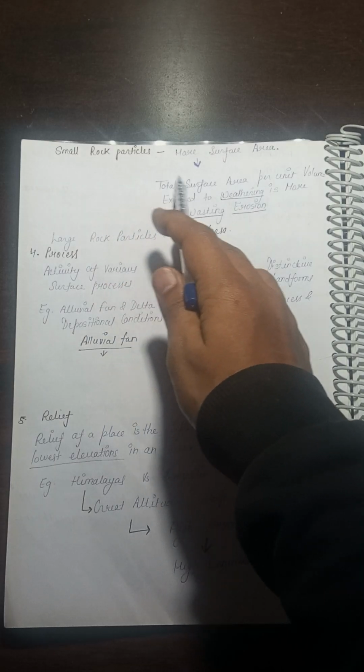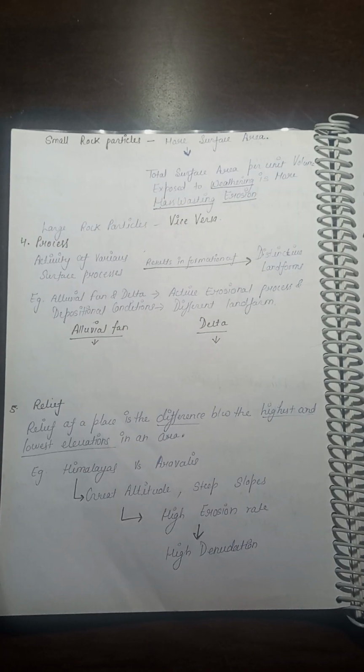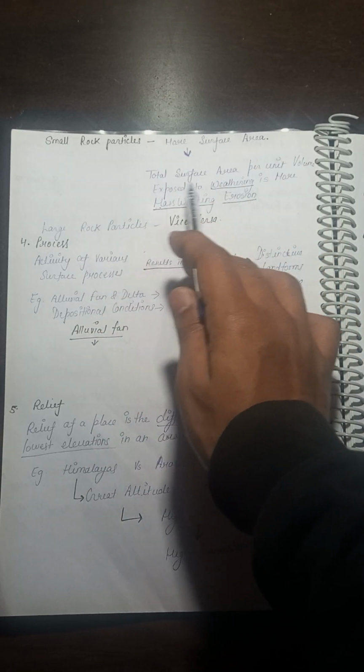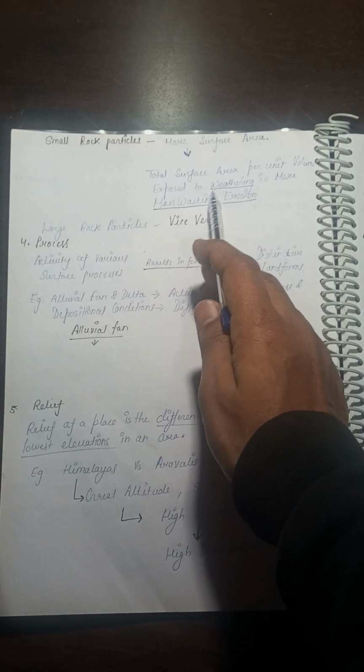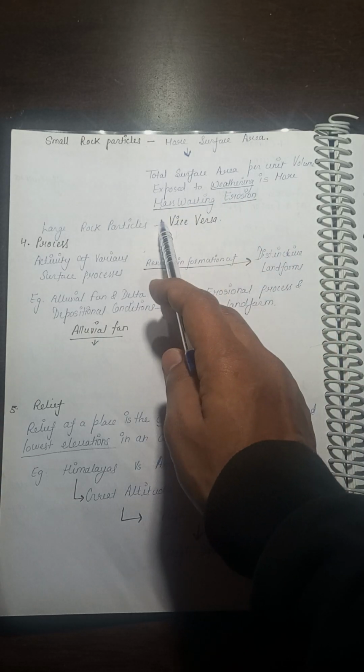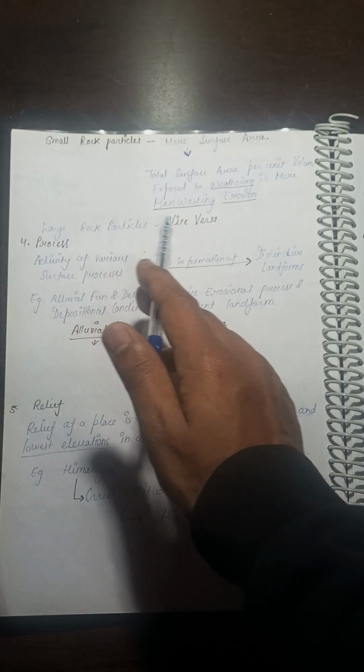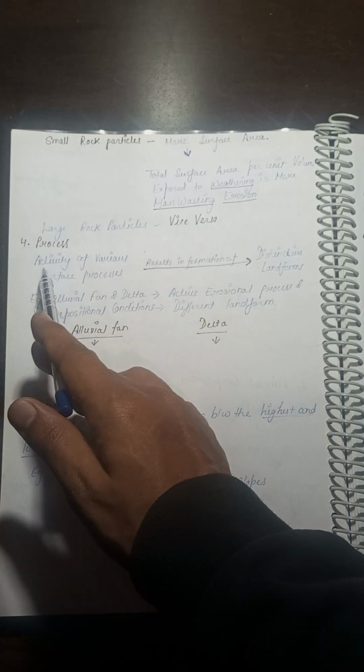Small rock particles have more surface area. The total surface area per unit volume exposed to weathering is more, so mass wasting and erosion are greater. Large rock particles, vice versa.